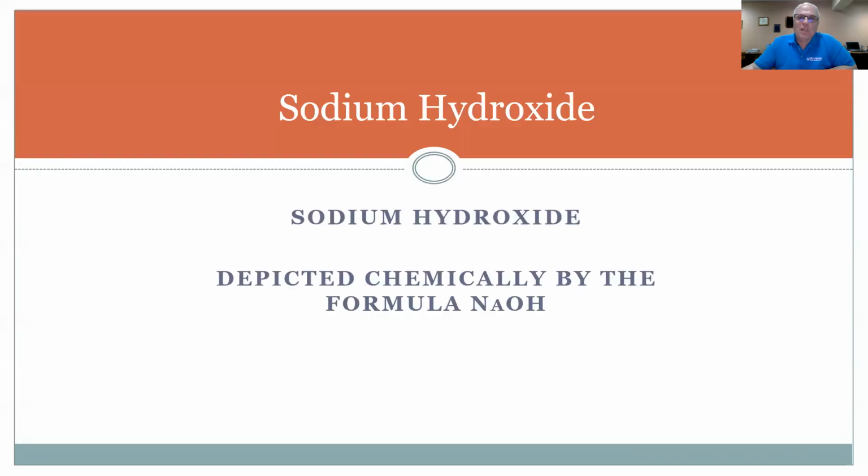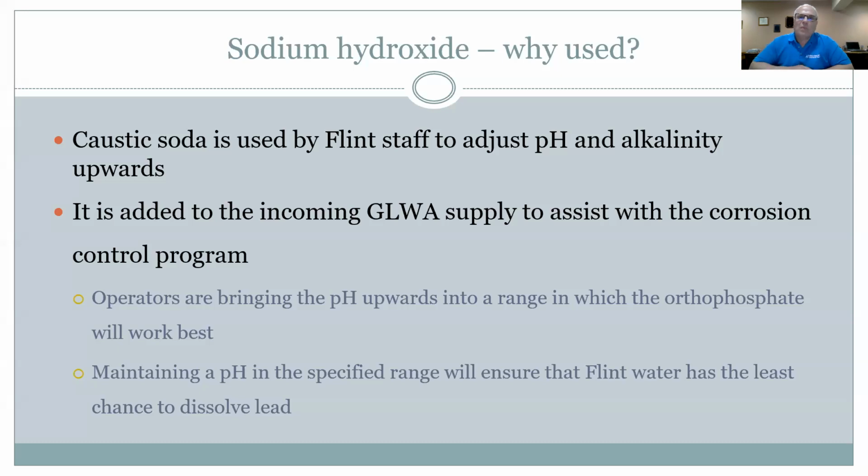Okay, so the last chemical here briefly is sodium hydroxide, depicted chemically by the formula NaOH. Caustic soda is used by Flint to adjust the pH and alkalinity upwards. It's added to the GLWA supply, the Great Lakes Water Authority supply, to assist in the corrosion control program. So operators are bringing the pH upwards to a range in which the orthophosphate is going to work best. We know that maintaining a pH in the specified range is going to ensure that Flint water has the least chance to dissolve more lead. So that's where we want to be. But generally that's going to be around 7.4 pH or 7.5, somewhere in there. We know we don't want to go too high.